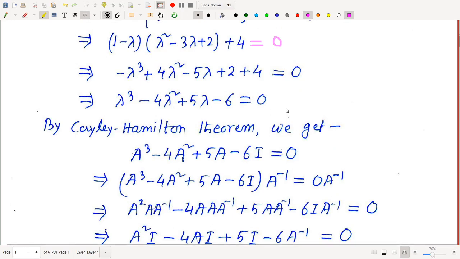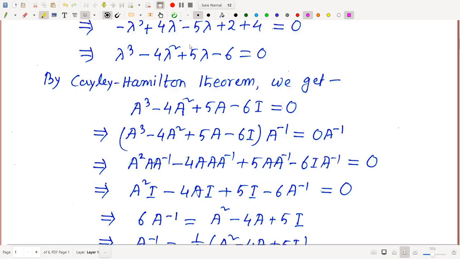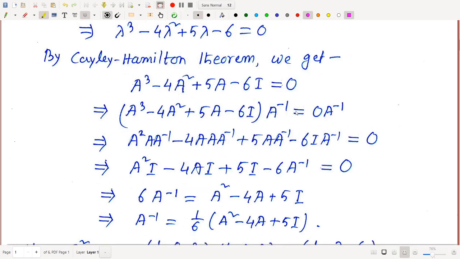Now by Cayley-Hamilton theorem we know every square matrix satisfies its own characteristic equation, means this lambda we replace by capital A: A cube minus 4A square plus 5A minus 6I. The constant term is replaced by the scalar times the unit matrix. This is the definition, actually, of the value of a polynomial expression when the indeterminate symbol is replaced by a square matrix. So A cube minus 4A square plus 5A minus 6I equal to O, where O means the 3 by 3 null matrix.